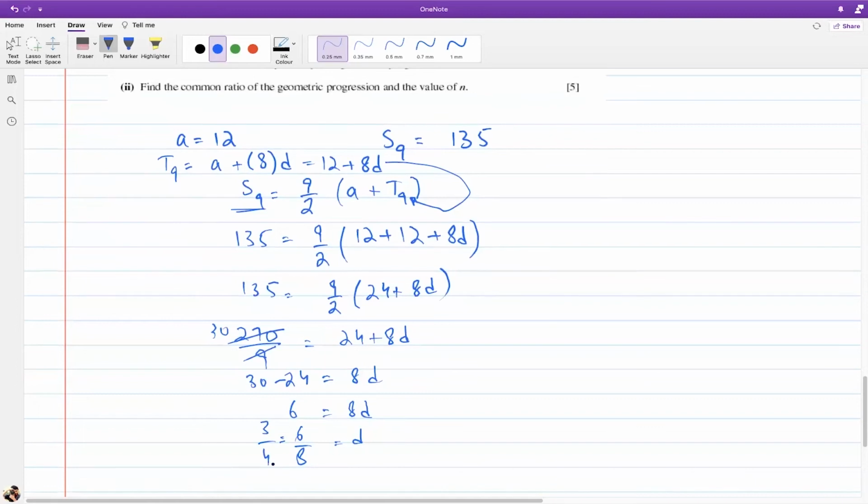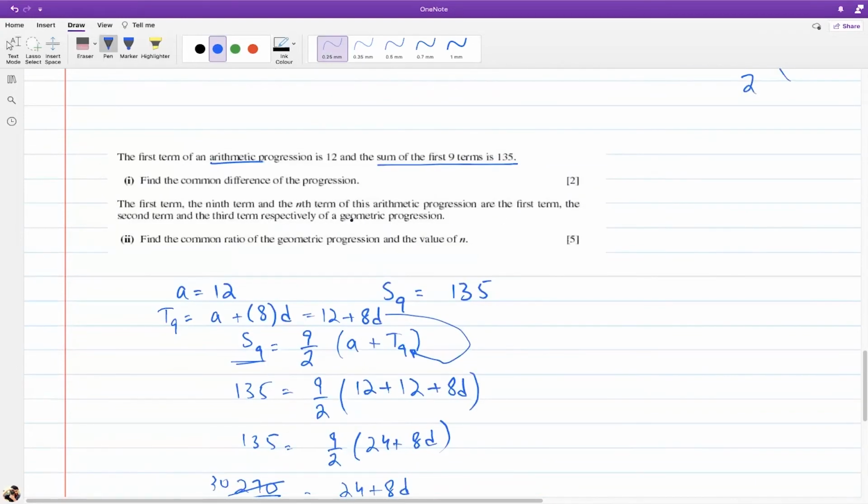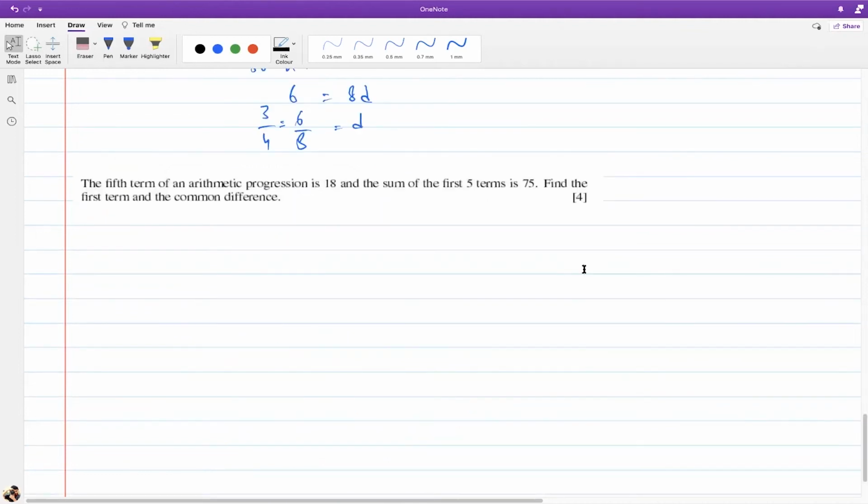Now the next question is saying, oh no, that is a geometric progression, so we'll leave it for now. Let's just stick to arithmetic progression for now. Let me find the question. The fifth term of an arithmetic progression is 18. That means term number 5 is 18. How would term number 5 come about? It will be the first term plus 4 jumps of d.